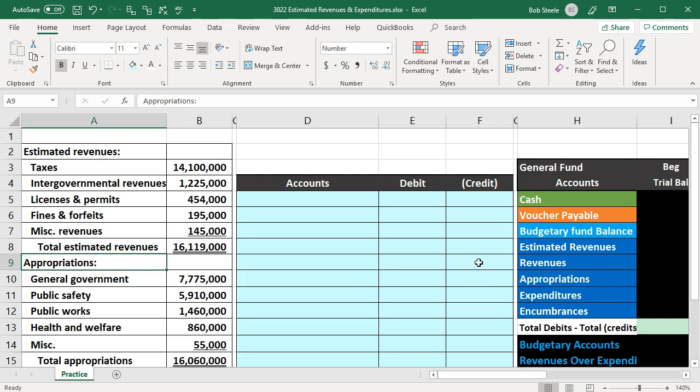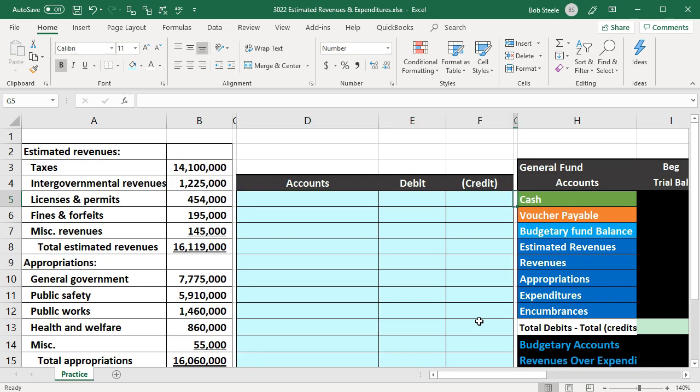These are going to be the expenditures from the general fund that we have, and we're going to group them by our appropriations. We're going to have the general government appropriations, public safety, public works, health and welfare, and miscellaneous. So we're going to record this. We're going to record our budgetary accounts then. We're going to go up top. I'm going to get this information from the trial balance. So we're going to first record the estimated revenues.